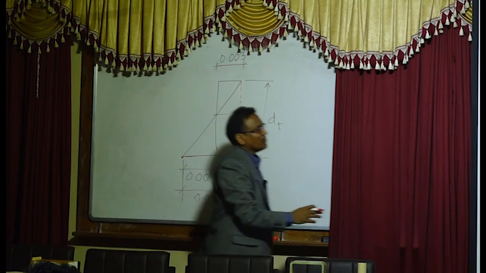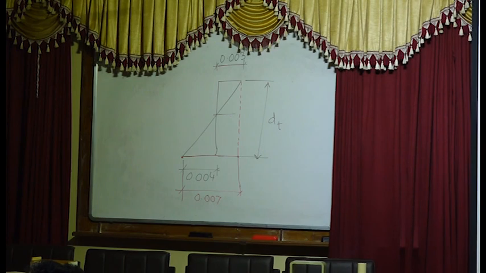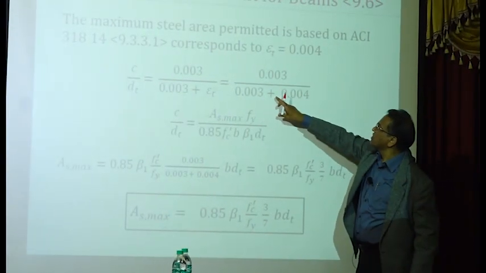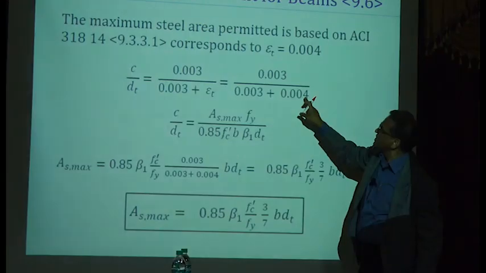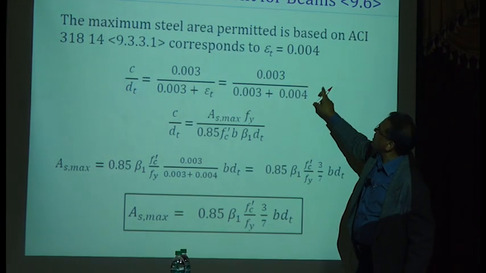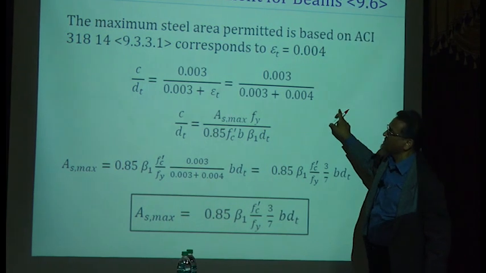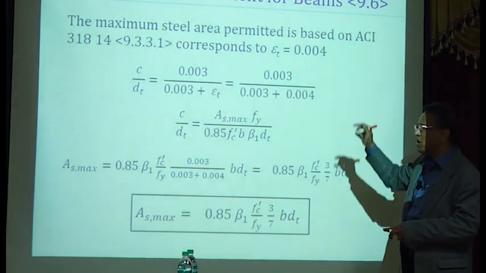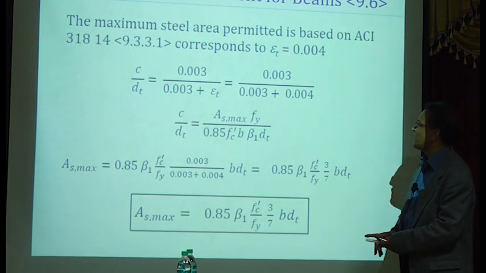So based on that, you can find out c over dt. The maximum value is 0.003 over 0.003 plus 0.004. So this will work out to be how much? 3 over 7. Right? 3 over 7. So that's all. It's such a simple approach.